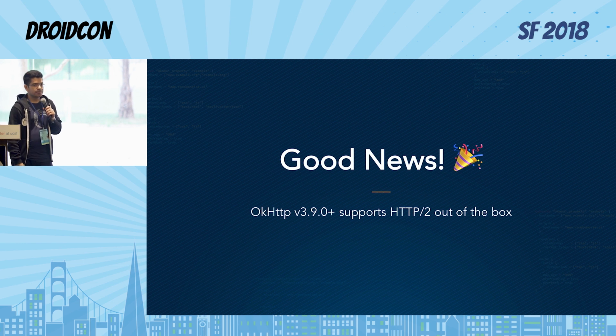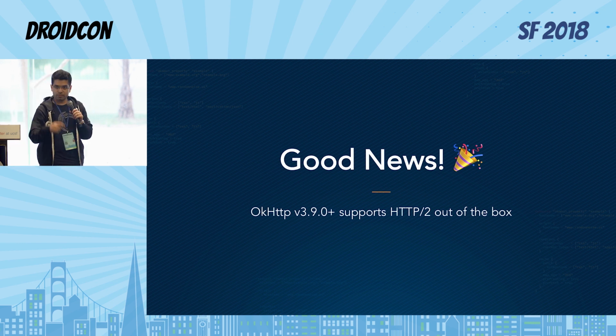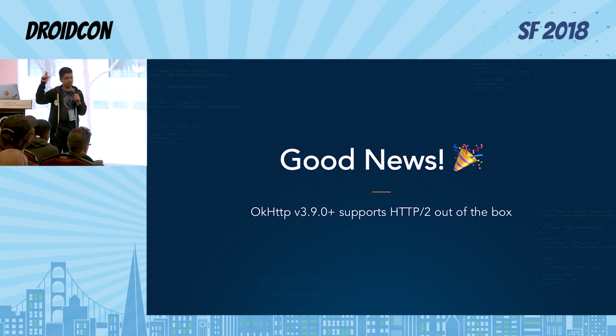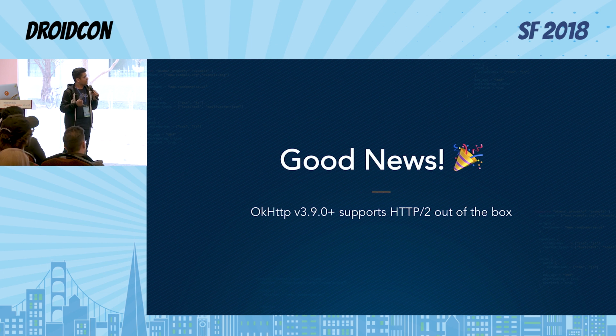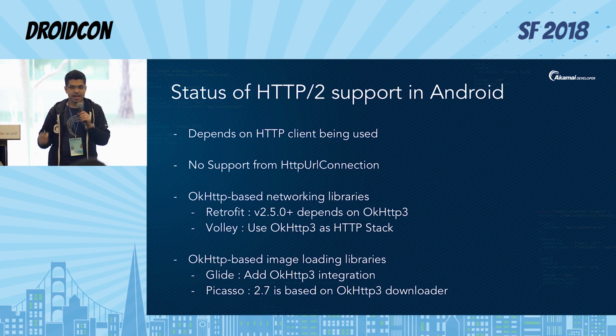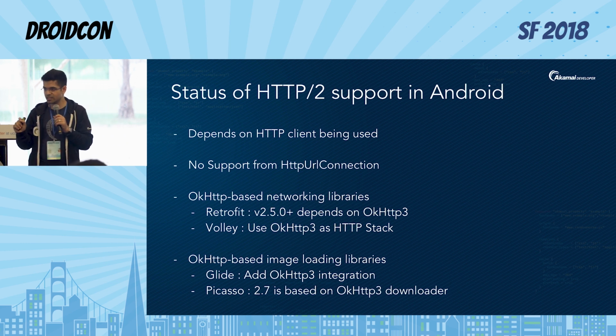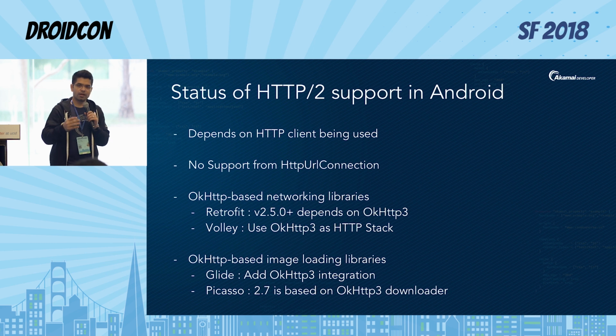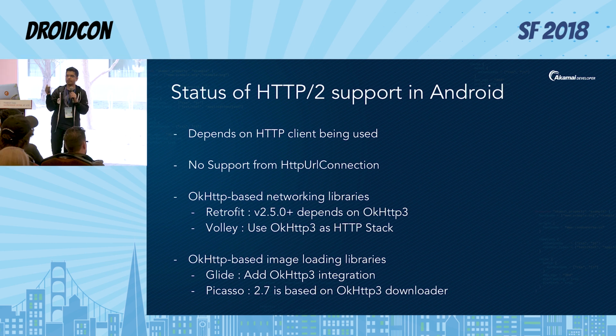So why OkHttp 3? I think I'm going to confuse a lot between HTTP 2 and OkHttp 3 because of the names being so similar. So yeah, 3.9.0 supports HTTP 2 right out of the box. The other status of support is that HttpURLConnection currently doesn't support HTTP 2. I'm guessing the reason is, even though they're based on OkHttp, they're based on an older version. So hopefully with future Android releases, this should get resolved.